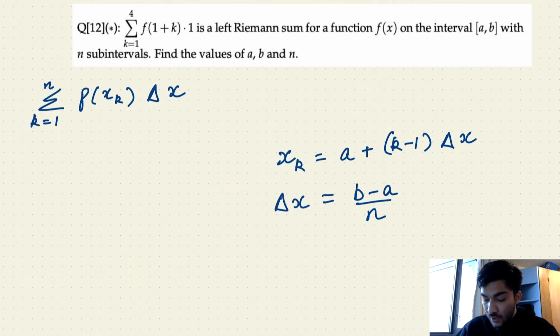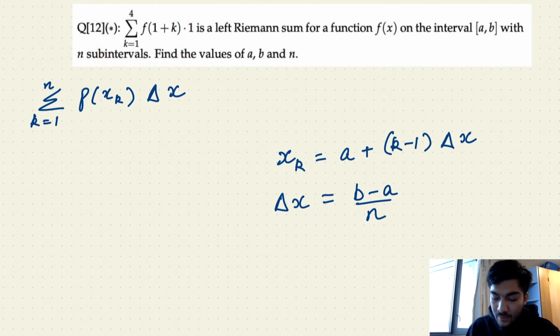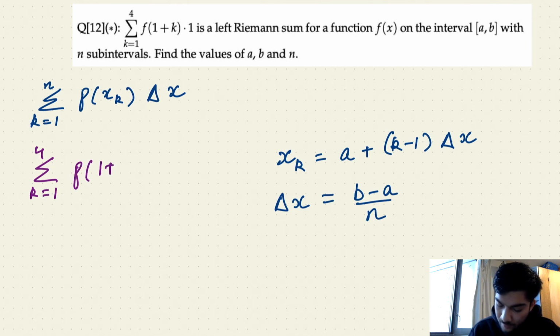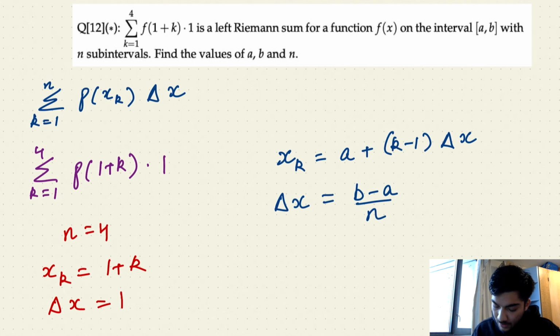Okay, so I've written all the important formulas that we need in order to solve this question, and I'll start with comparing my notation of Riemann sum to the sigma notation they have given us in this question. So I'll write the sigma notation which they have given us, which is sigma k varies from 1 to 4 f of 1 plus k times 1. So now if I compare both of these sigma notations, I see that easily my n is equal to 4 by comparison, my xk is equal to 1 plus k, and my delta x is equal to 1.